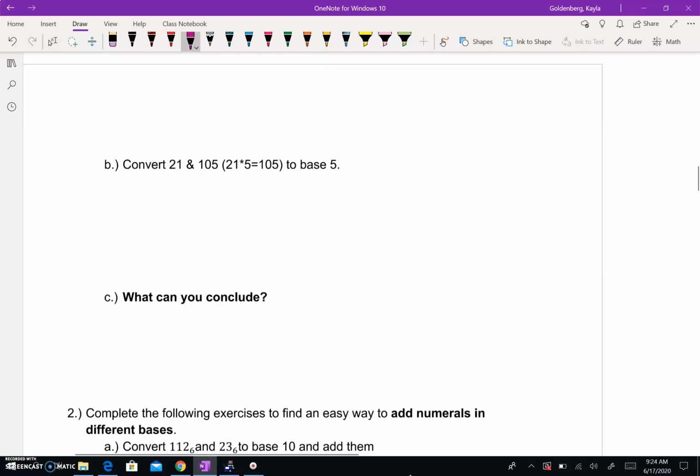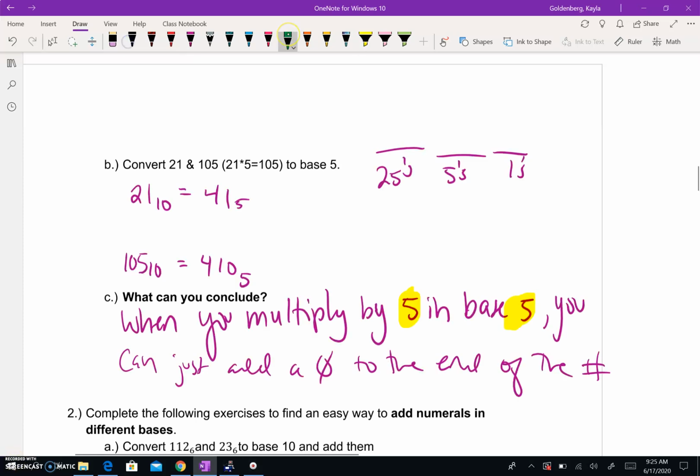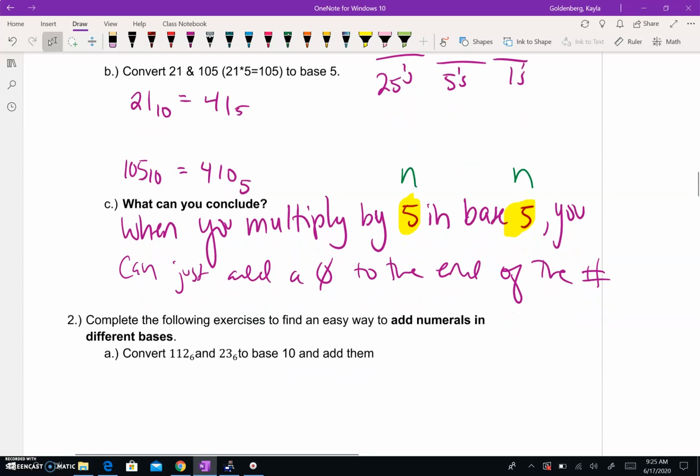So try out this next example just to confirm the pattern that we are thinking we're seeing. So I worked it out. It follows the same pattern we just saw. I wrote down what we already said in part A, which is that when you multiply by 5 in base 5, you can just add a 0 to the end of the number. You could also generalize this and say when you multiply by n in base n. And that's just a stand-in saying that it could be any base. It doesn't have to be just base 5.